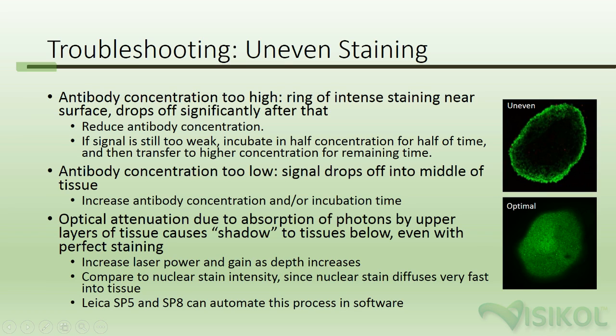Uneven staining can also be due to optical attenuation. Optical attenuation due to absorption of photons at the upper layers causes a shadowing for tissues below, even with perfectly even staining. The way to get around this is to increase the laser power and gain as depth increases. You want to compare your immunolabeling to your nuclear stain intensity, since nuclear stain diffuses very fast into tissue. The Leica SP5 and SP8 can automate the process of compensation as depth increases.